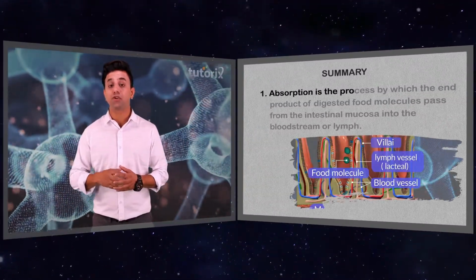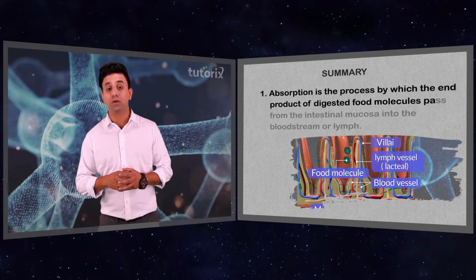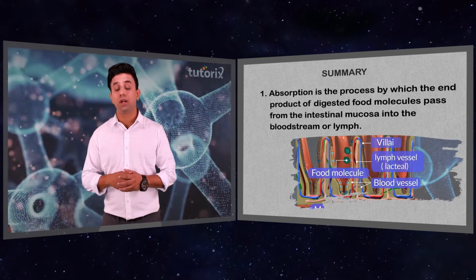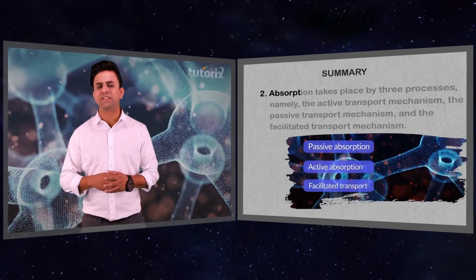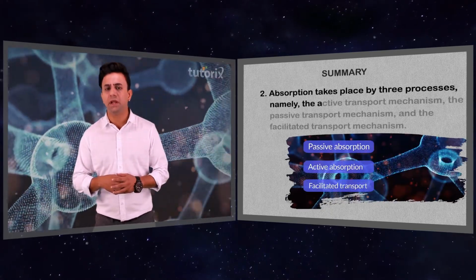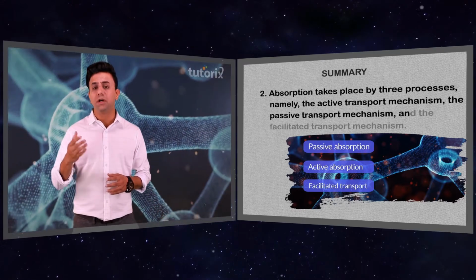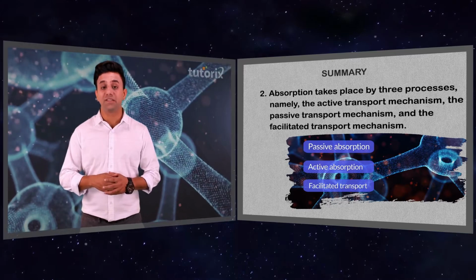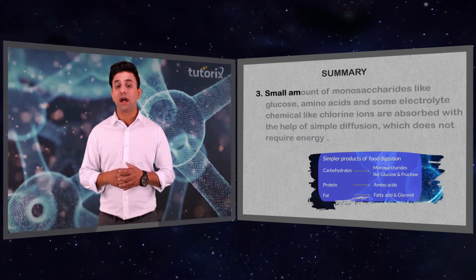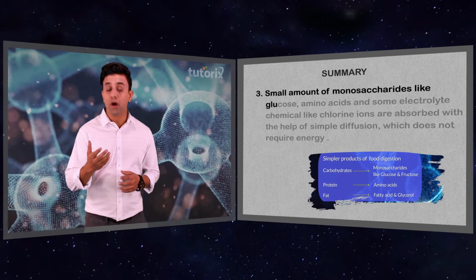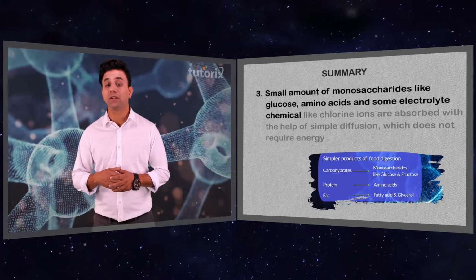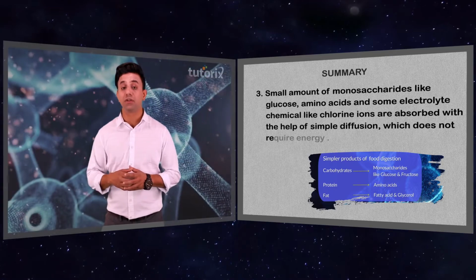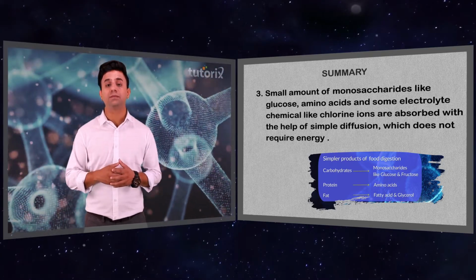Absorption is the process by which the end products of digested food molecules pass from the intestinal mucosa into the bloodstream or lymph. Absorption takes place by three processes, namely the active transport mechanism, the passive transport mechanism, and the facilitated transport mechanism. A small amount of monosaccharides like glucose, amino acids, and some electrolytes like chloride ions are absorbed with the help of simple diffusion, which does not require energy.